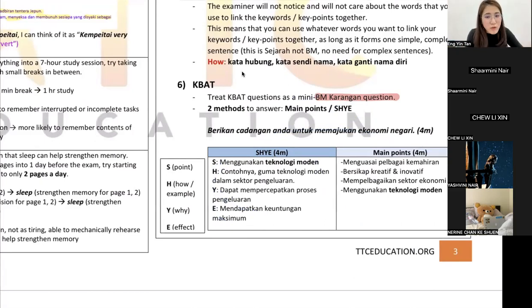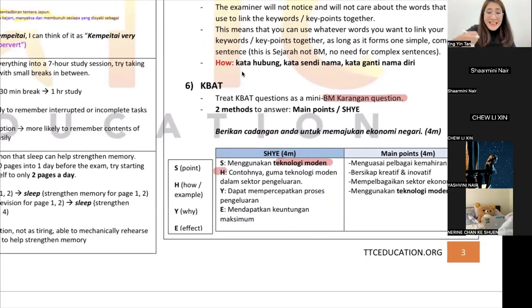If you are the kind of student that really cannot answer, don't have enough ideas, then you go for this way. You give me the idea, and then you elaborate. I put the H, which means huraian. You explain how you do it. So for example, this question is telling you, berikan cadangan anda untuk memajukan ekonomi. How to make the economy better. Advancement, you know, how to earn more money, basically.